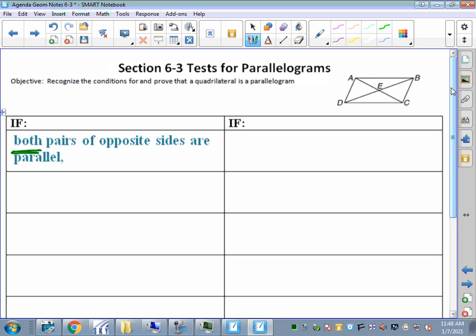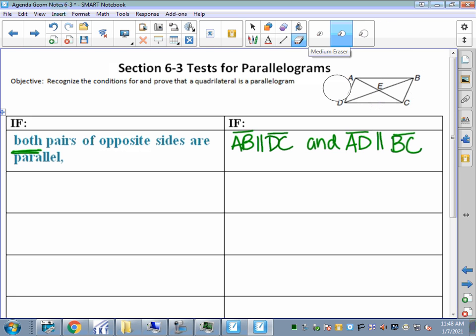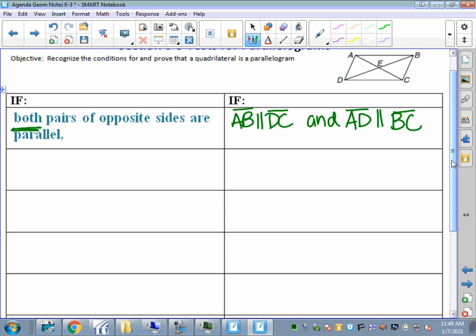That's important. So I'd have to say that AB is parallel to DC, and side AD is parallel to BC. In the last section, we would have known that because it would have the little parallel markers on it, right? It doesn't have it now, but if I tell you they are, then we can say, oh, well, ABCD is definitely a parallelogram.